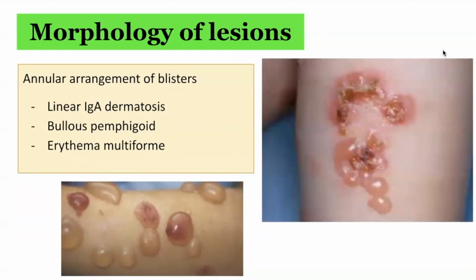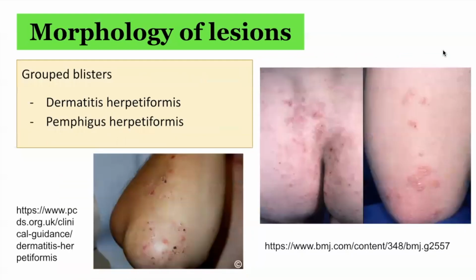There is another subgroup that includes annular arrangement of the blisters. This is characteristic of linear IgA dermatosis, some cases of bullous pemphigoid, as well as some cases of erythema multiforme. The images here demonstrate some classic appearances of linear IgA dermatoses. The next group includes grouped blisters, so blisters which cluster together over a region, such as over the elbows or over the buttocks, as shown here in these images. And that's quite characteristic of dermatitis herpetiformis or pemphigus herpetiformis.